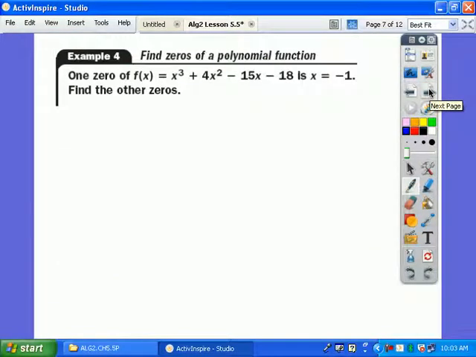So here we go. They ask us to find the zeros of this polynomial. Find the zeros of this polynomial.